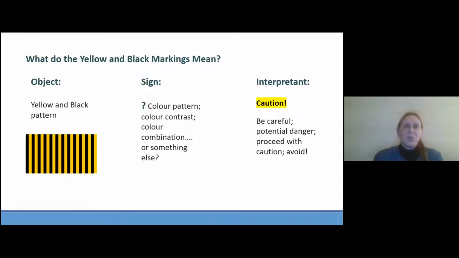So what do the yellow and black markings mean? Well, I treated the yellow and black pattern as an object, and then I tried to work out what the sign was. And it's not really clear. I don't know whether it's the colour pattern, the contrast between the colours, just the fact that those two colours are together in combination, or something else entirely. But what we can really be sure of is that the interpretation is that it means caution, be careful, avoid, there's a potential hazard here.